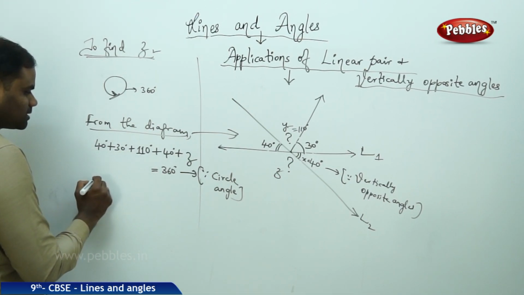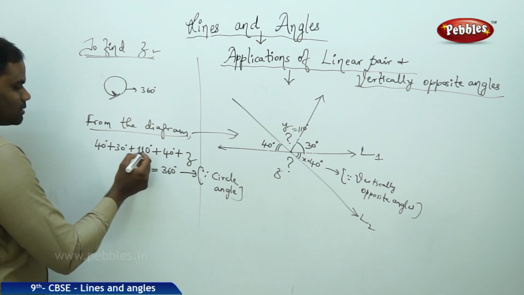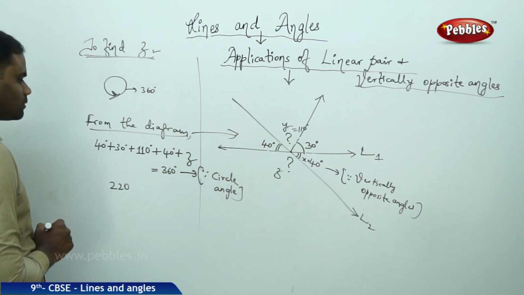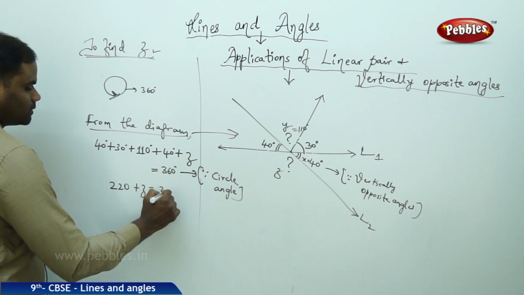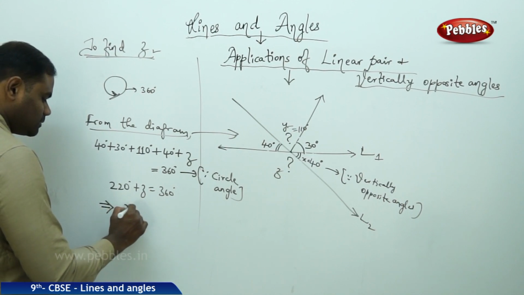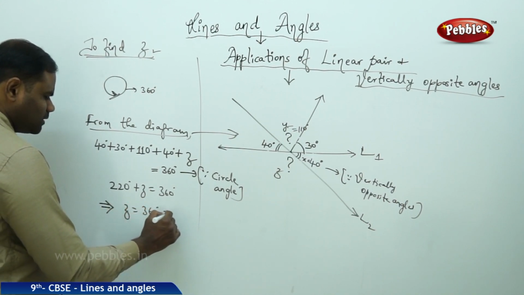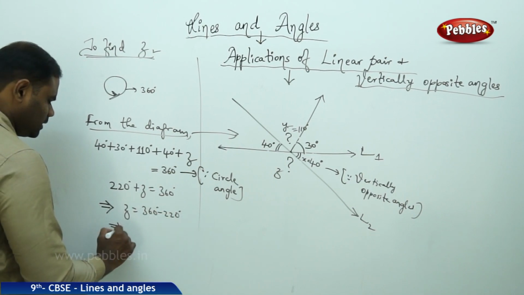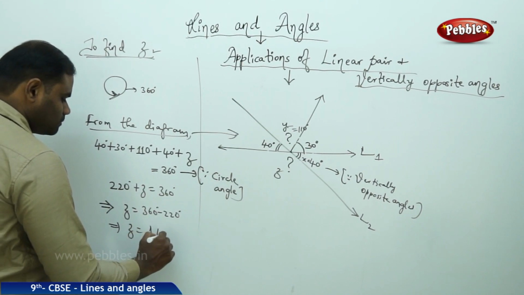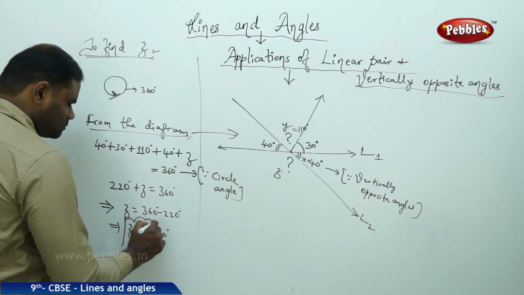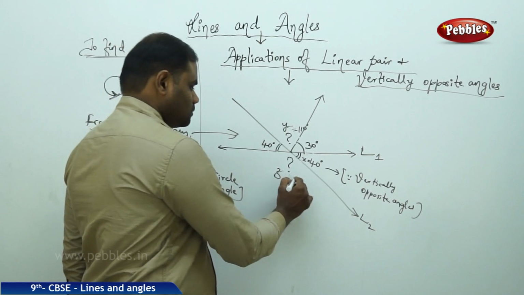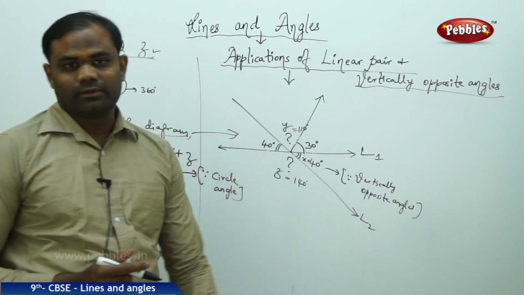When I add this, 40 plus 30 is 70, and 70 plus 40 is 110, which is 220, plus z equals 360 degrees, which on further simplification gives, that implies z is 360 minus 220, that implies my z is 140 out here. So my angle z is equal to 140 degrees.